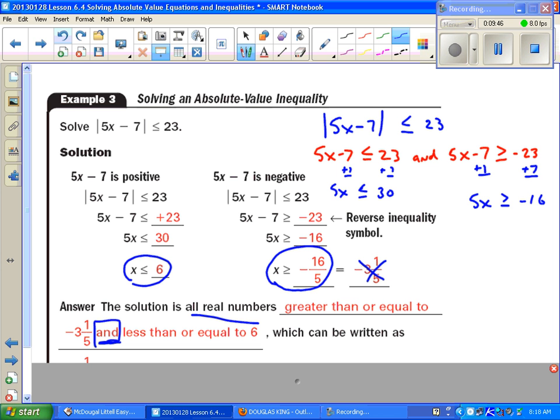Numbers that are less than or equal to 6. So when you graph something that looks like that, since it's an and inequality, remember you're going to have an overlapping area in the middle. So it'll be numbers that are less than or equal to 6 and greater than or equal to negative 16 over 5. So they're both or equal to. You'd have colored in bubbles for both of them and the area in between the two.